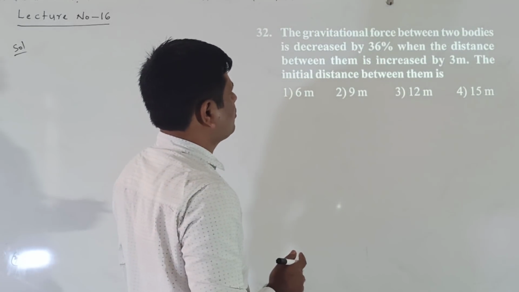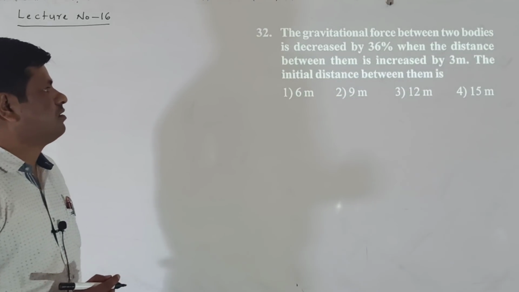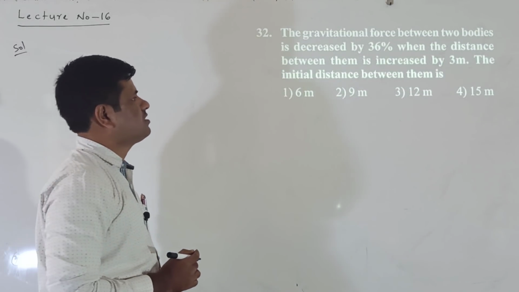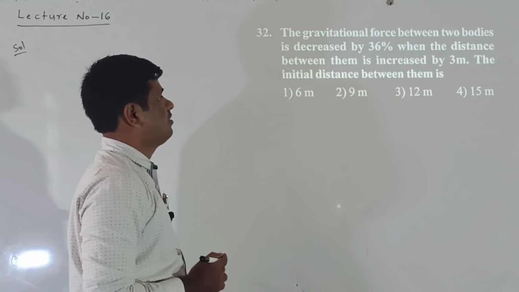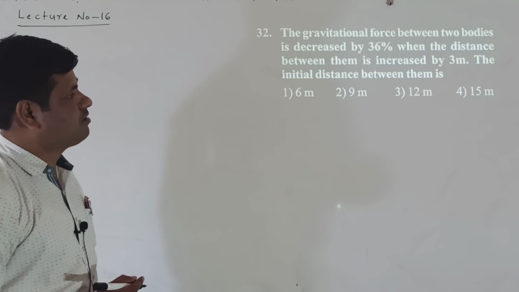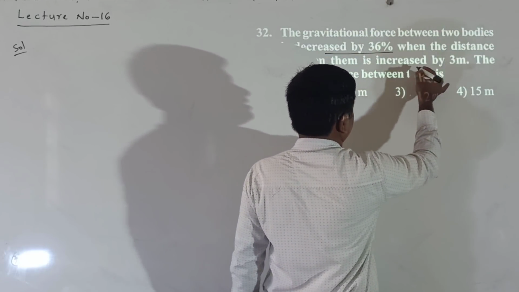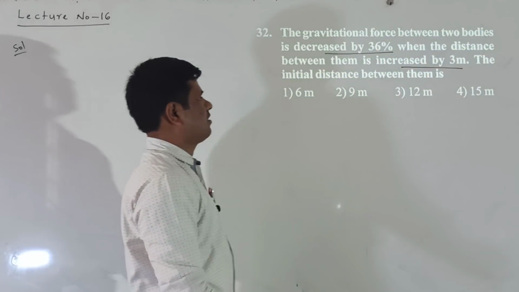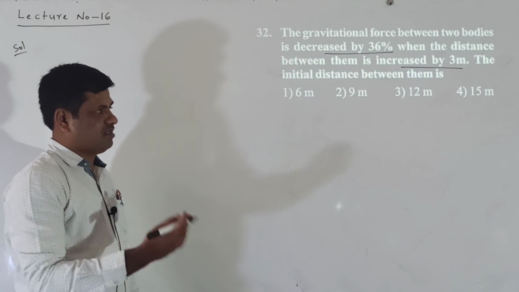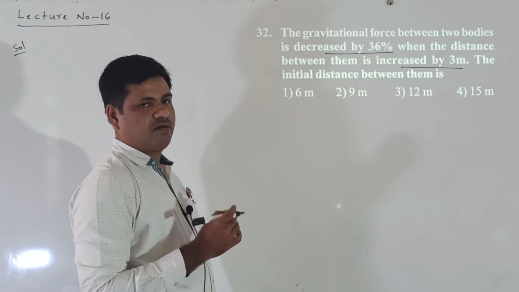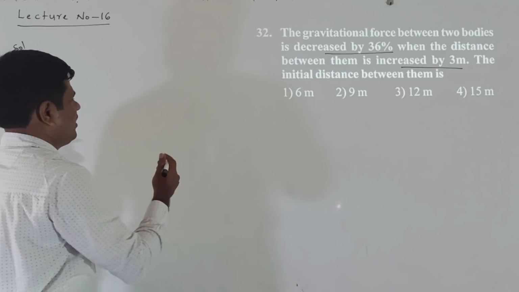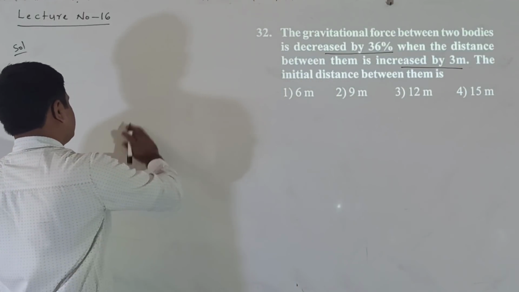The gravitational force between two bodies decreases by 36% when the distance between them is increased by 3 meters. See here: force decreased by 36%, distance increased by 3 meters. The initial distance between them is what is asked, right? This is a very important model also.